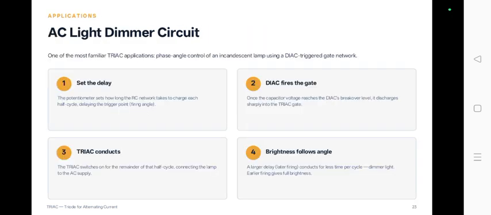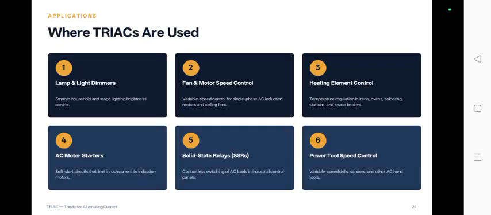The AC applications include AC light dimmer circuits, fan and motor speed control, heating element control, DC motor starters, solid state relays and power tool speed control.